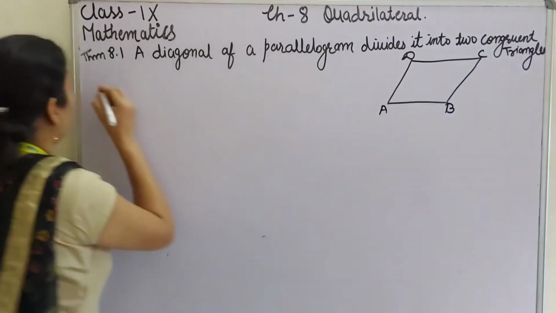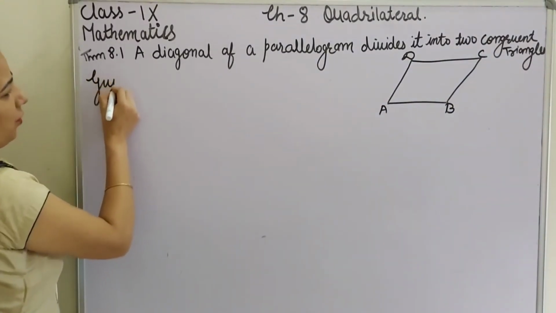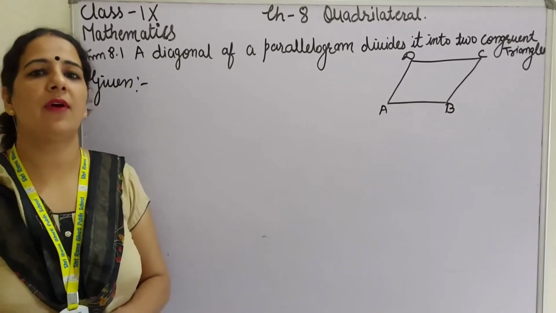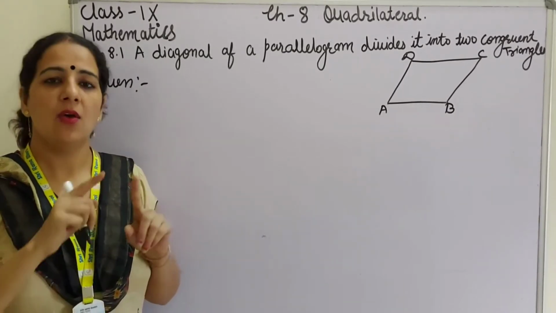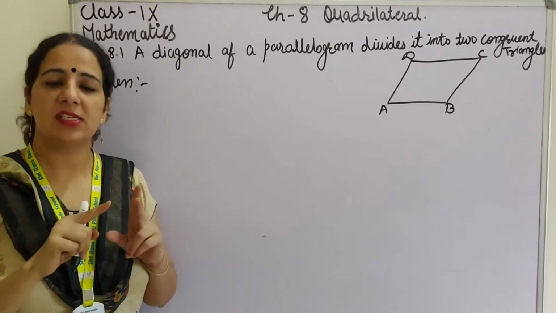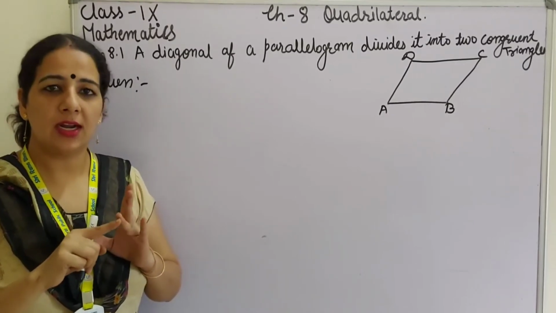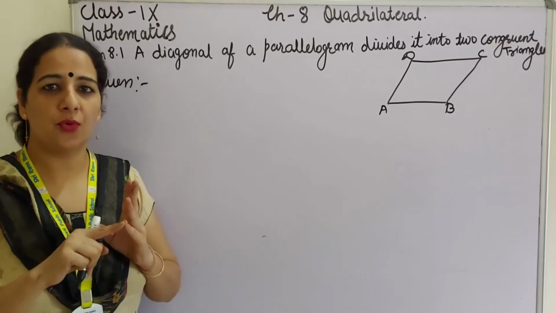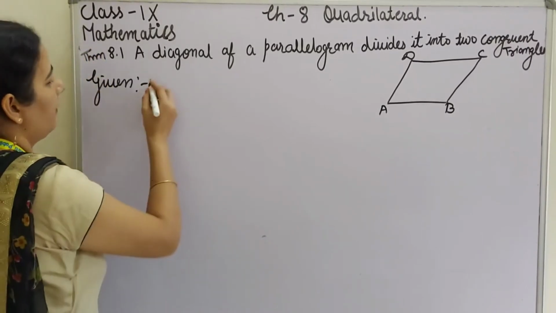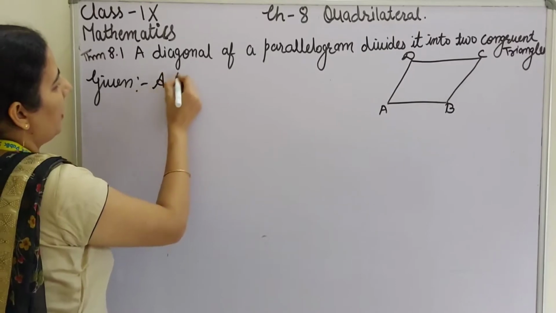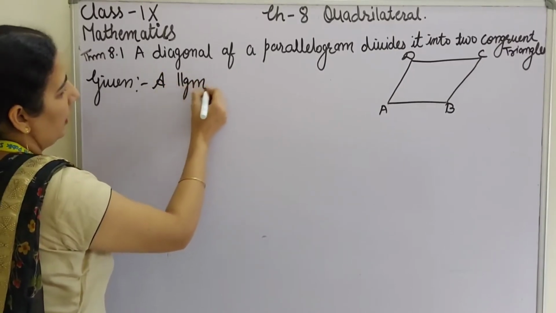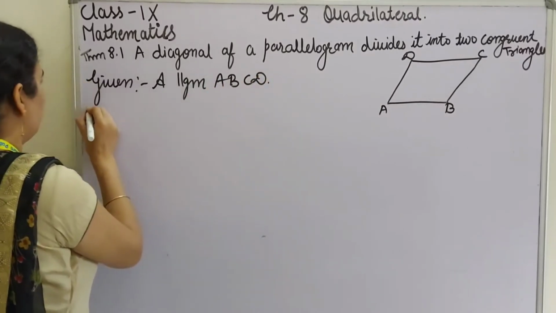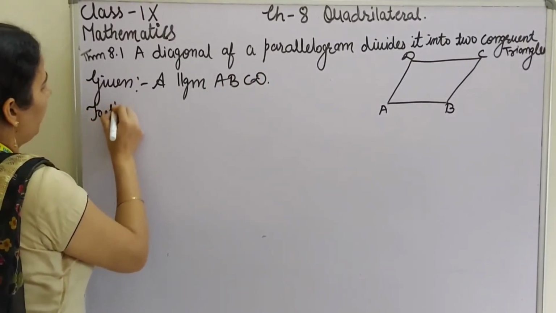So what we will write in the given portion? As we all know, for proving any theorem we have to divide it into 3 or 4 parts. First part is given, second part is to show, third is construction, if it is required in the theorem, and the last one is proof. So here I have written given: a parallelogram ABCD.